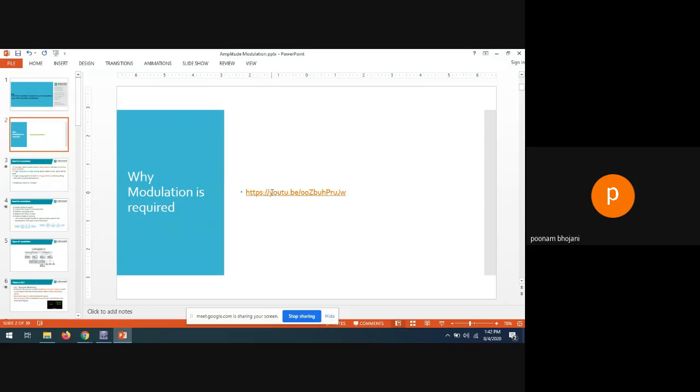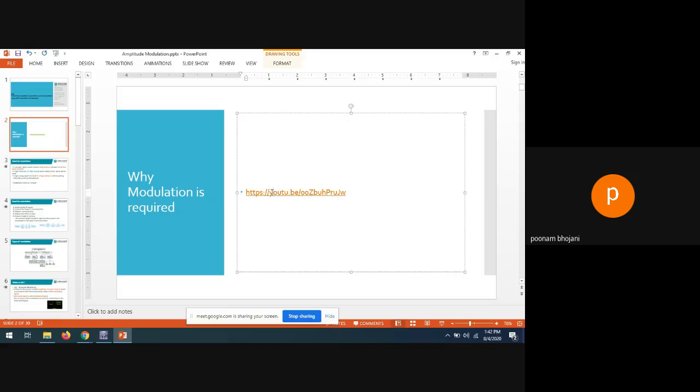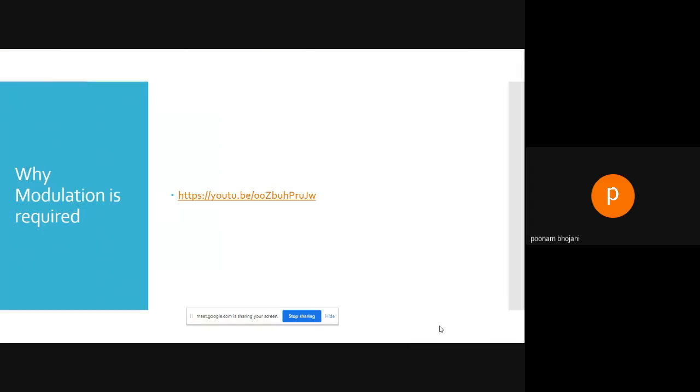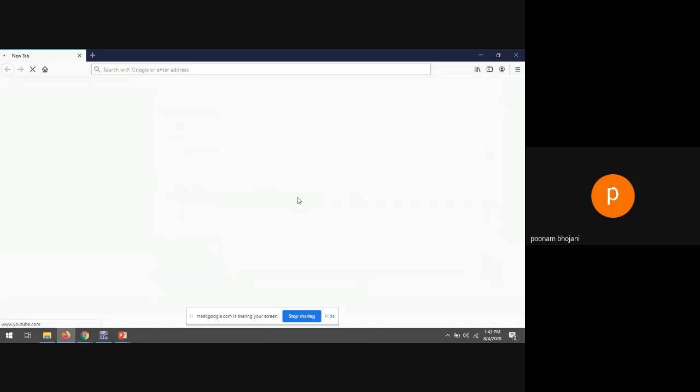Before starting, everyone has one question in mind: why is modulation required? That is explained by a very beautiful animation in this video. So let us see this video before starting the session. Then I will tell you which things are mentioned in this video, how modulation is done, and what the advantages and disadvantages are.